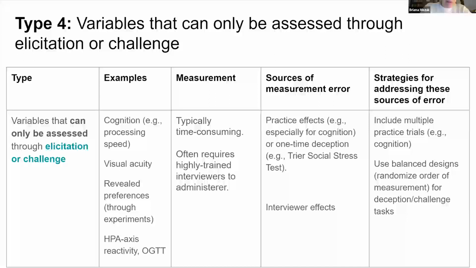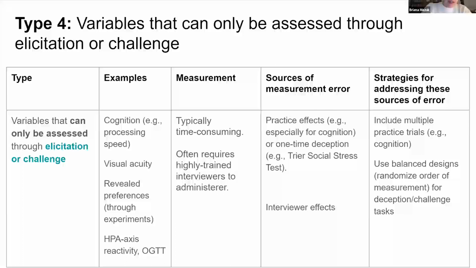The fourth type of variable is a variable that can only be assessed through an elicitation or a challenge. So in this category, I would put some biological measures, like for example, an oral glucose tolerance test or HPA axis stress reactivity, right? But I would also put things like cognition, like a test of processing speed, visual acuity, right? Like a vision test. You don't ask somebody how good is their vision, you give them that thing, whatever, I'm sure it's got a formal name, that you look at at the ophthalmologist. That's a measure of visual acuity.